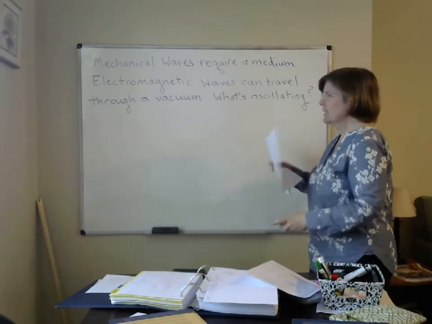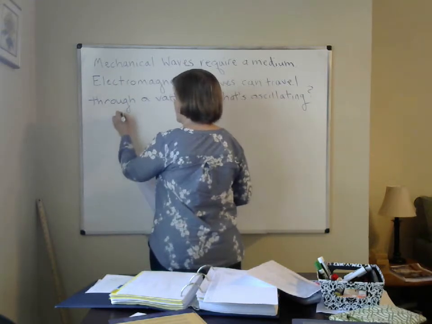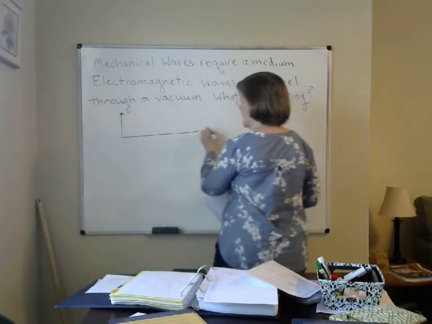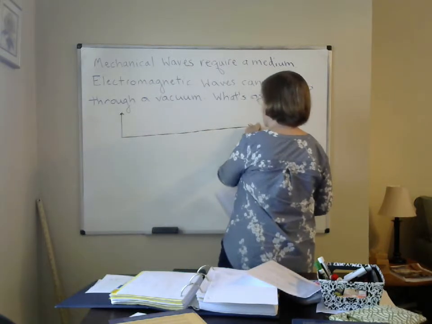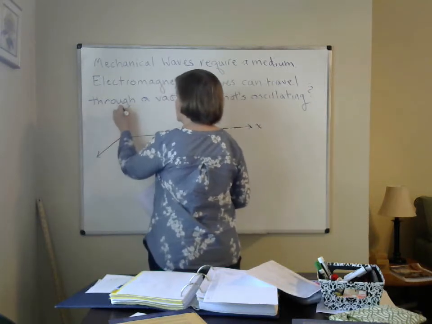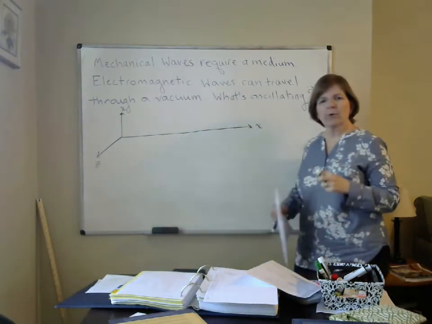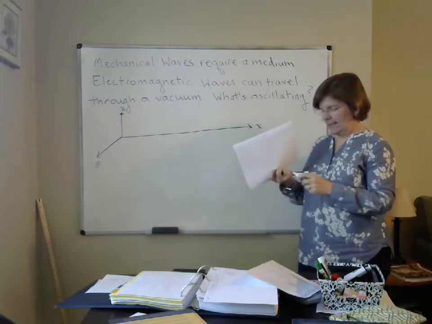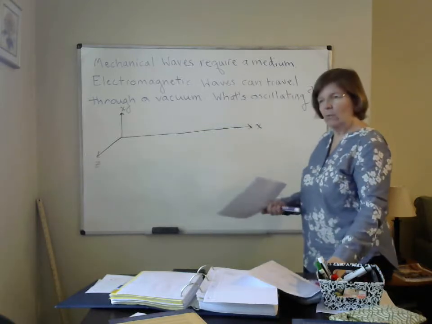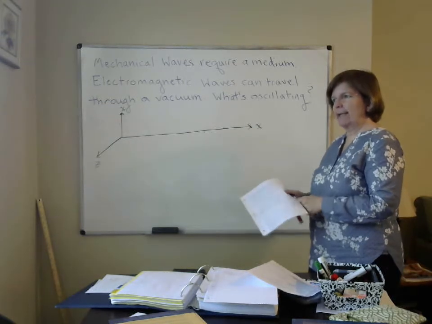Well, I can draw a picture of one. There's what we usually think of as the y-axis, and here's the x-axis. And this one coming out of the board is usually called the z-axis. We don't use the z-axis a lot, but in a three-dimensional world, we can have an x, a y, and a z-axis. When you have an electromagnetic wave, what's actually oscillating are electric fields and magnetic fields.